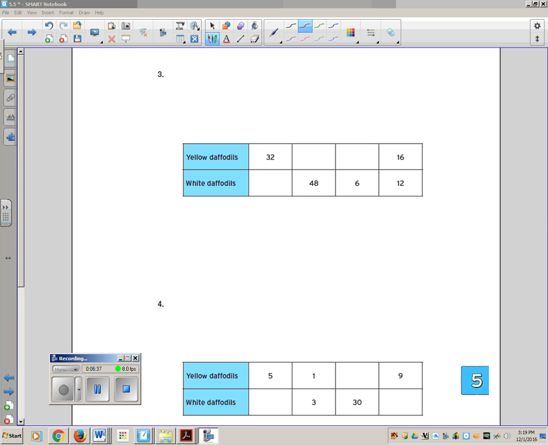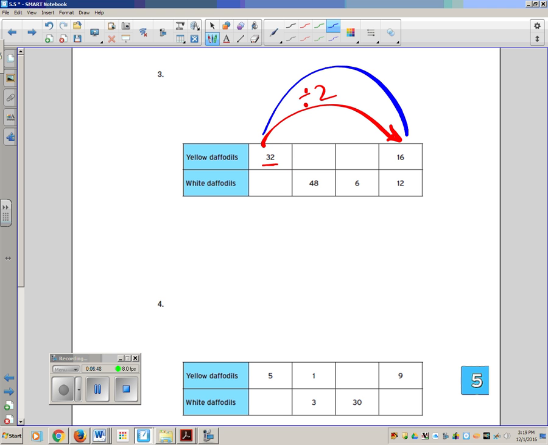We can use division also. So if I've got 32 here, I divide it by 2 if I go left to right. If I go this way, I'm multiplying by 2. What's easier for you? 12 times 2, you get 24. 12 goes to 6, divided by 2. 16 divided by 2 would give me 8.